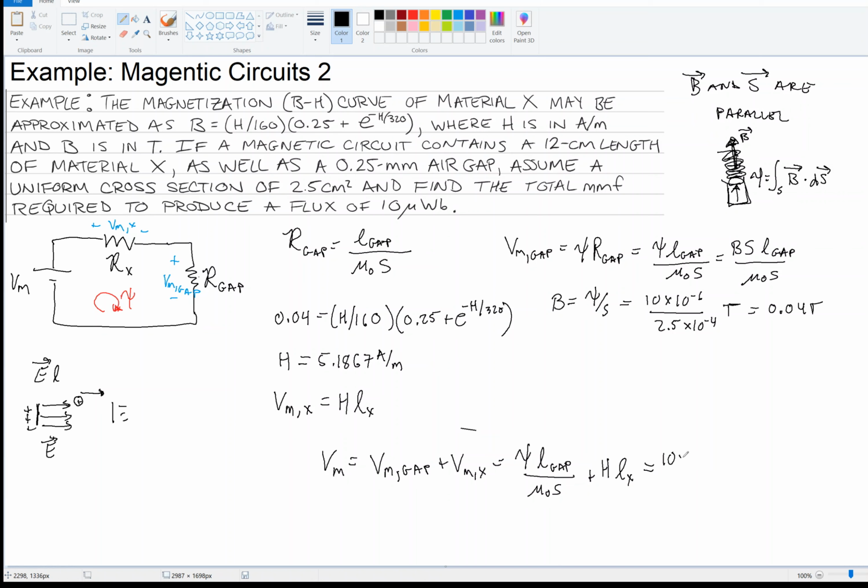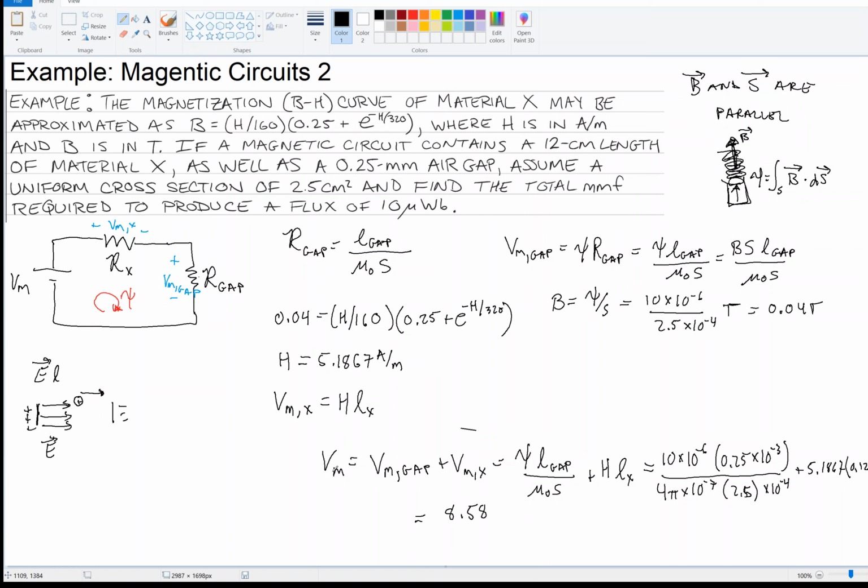Okay, so now this is 10 times 10 to the minus 6 times 0.25 times 10 to the minus 3, right, millimeters, over 4 pi times 10 to the minus 7 times 2.5 times 10 to the minus 4. So be careful there. Square centimeters is 10 to the minus 4 square meters. And then I need to add H Lx. So plus H, which was 5.1867, times Lx. Lx is 0.12, right? 12 centimeters, 0.12 meters. And I calculate that and I get 8.58, up to 3 significant digits.